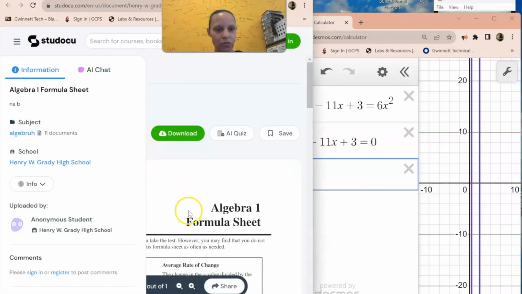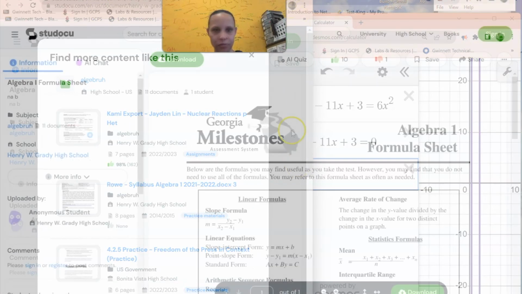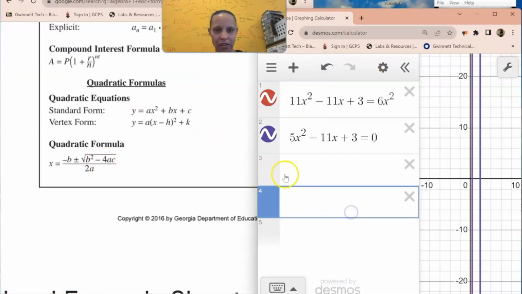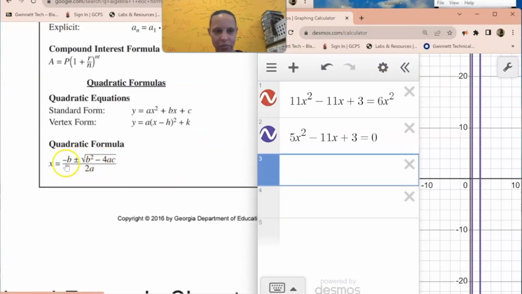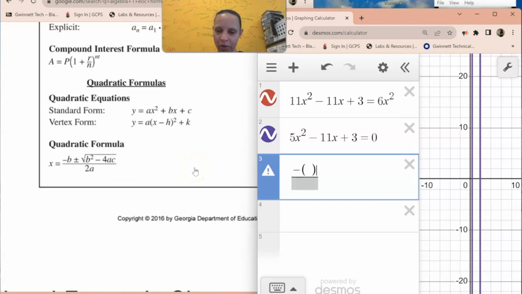So you're going to go into your formula sheet and you're going to find where it says quadratic formula. All right, quadratic formula right here. And you're going to type it in as you see it. Okay. So I'm going to type this into my calculator. So I have minus b, and because I have this fraction, I'm going to put the fraction in first. So I'll put divide. On the top, minus. Instead of the letters, I'm going to put parentheses. I cannot put plus and minus, so I'll start off with plus, and then I'll put minus after.